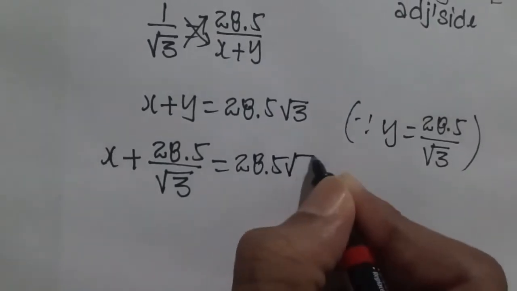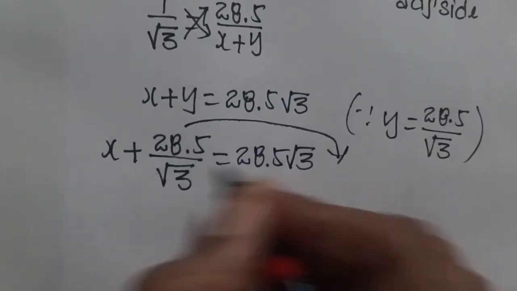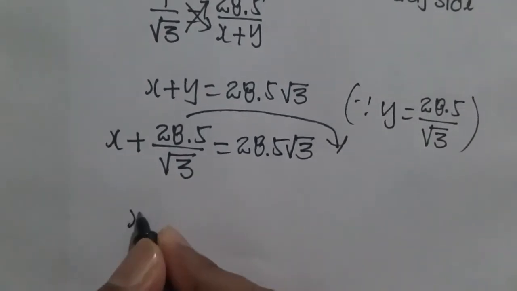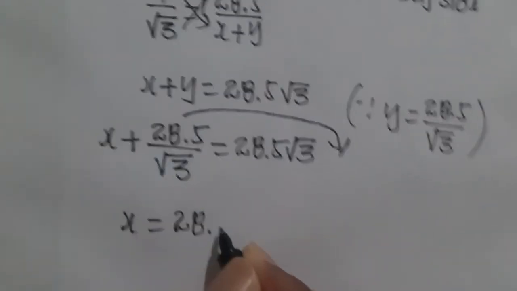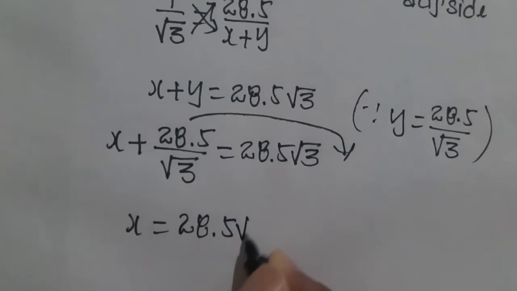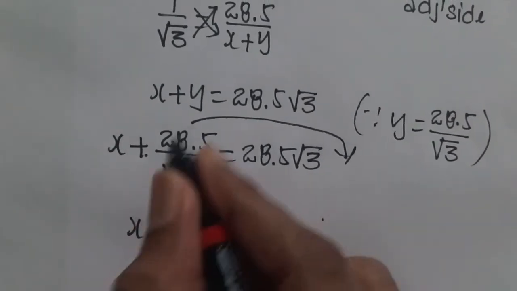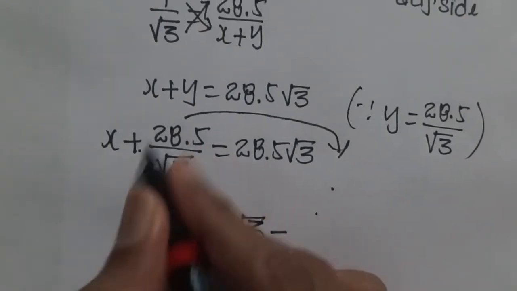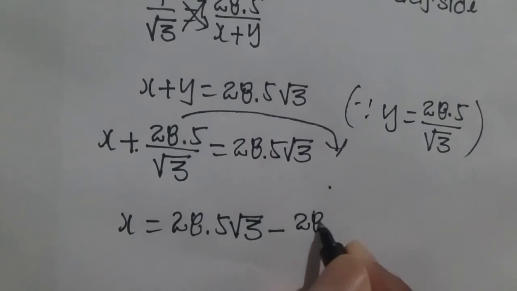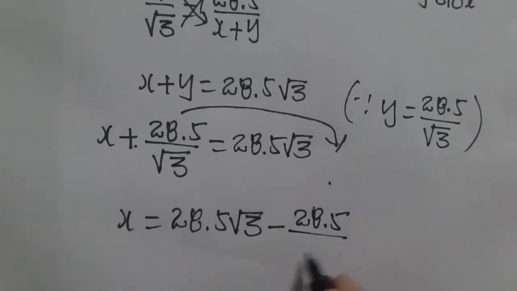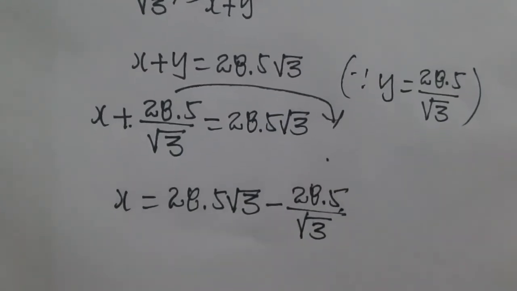28.5 into root 3. Now this 28.5 by root 3 on the RHS side, multiplication quantity becomes division quantity. X is equal to 28.5 into root 3 minus 28.5 by root 3. We should write here, but we should change the symbol. Plus quantity becomes minus quantity when we write it on the RHS side. Therefore minus 28.5 by root 3.